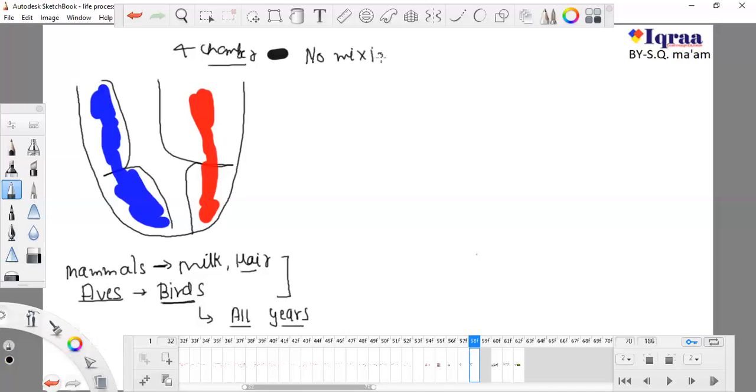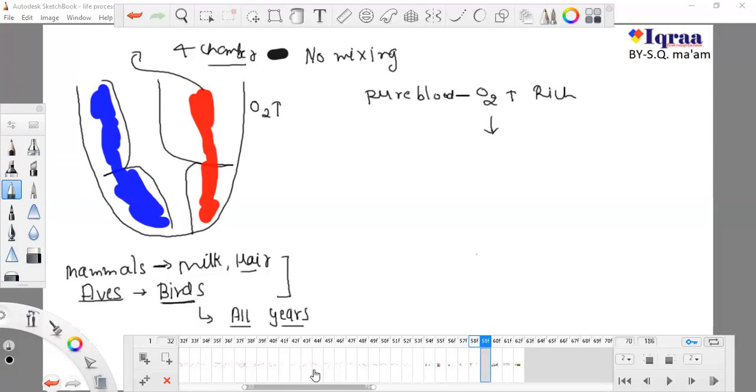So when this pure blood is pumped to the body, it is pumped in pure and oxygen rich form. So these organisms which have a four chambered heart always get pure blood. That's why they get blood which is oxygen rich, and this oxygen is utilized to produce energy. We know this reaction.